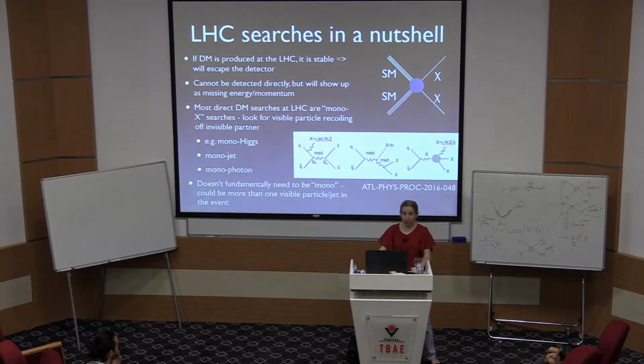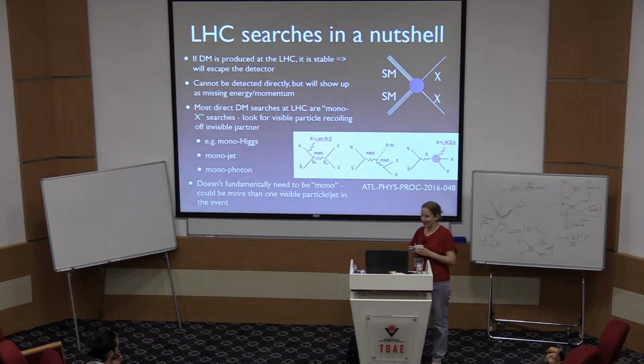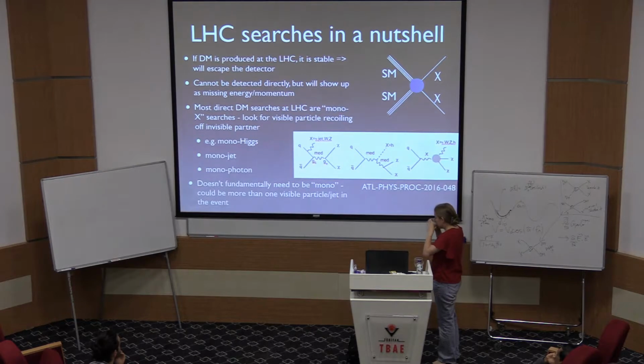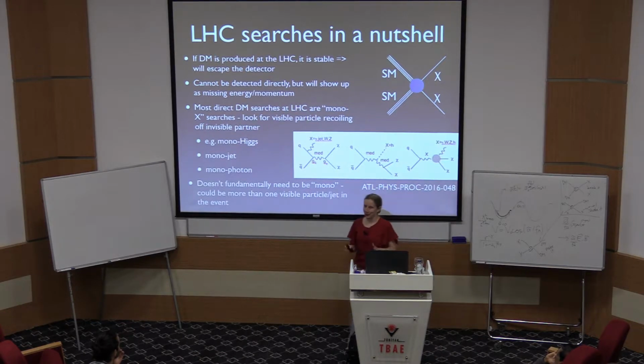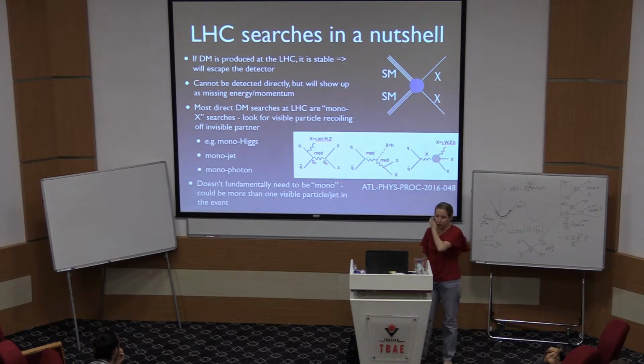Okay, so now I want to briefly say some things about collider searches, and then I want to move on to indirect detection so I can talk about my favorite stuff. Collider searches are another area where there's a huge range of possible searches. If you search for dark matter searches ATLAS or dark matter searches CMS, you will find a large list of searches.